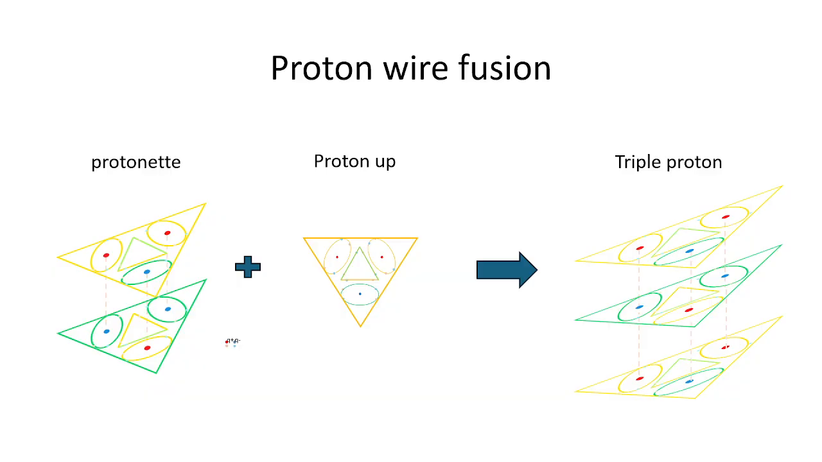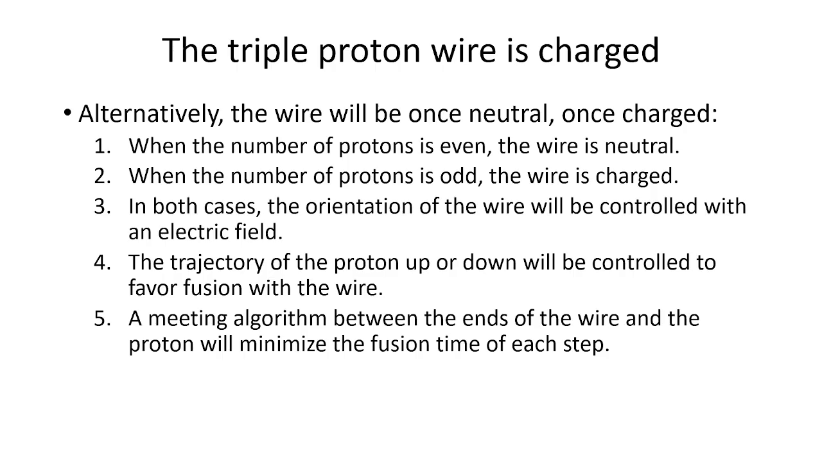Proton-wire fusion. A proton up plus a proton up gives a triple proton. The triple proton wire is charged. Alternatively, the wire will be once neutral, once charged.